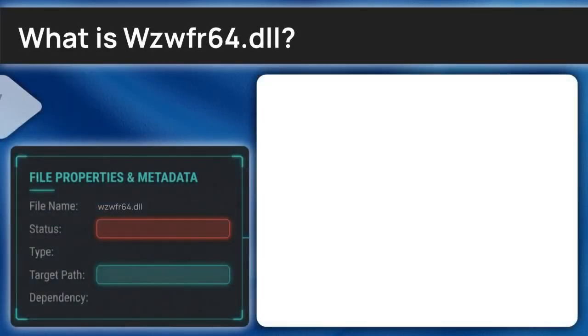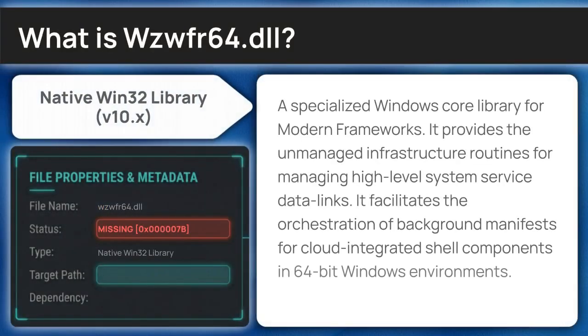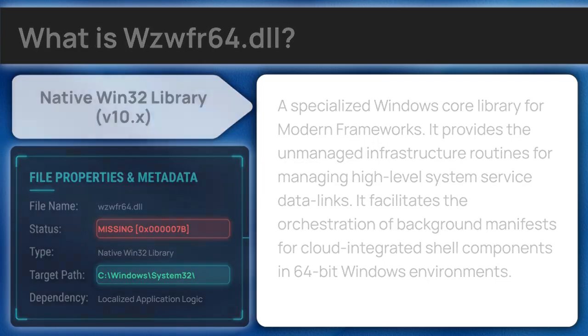This is the wzwfr64, a specialized Windows core library for modern frameworks. It provides the unmanaged infrastructure routines for managing high-level system service data links. It facilitates the orchestration of background manifests for cloud-integrated shell components in 64-bit Windows environments. Now that we've covered what the file does, let's jump into our first fix.